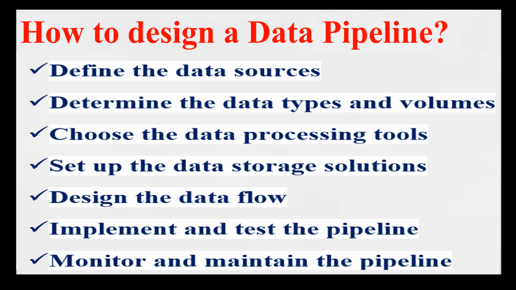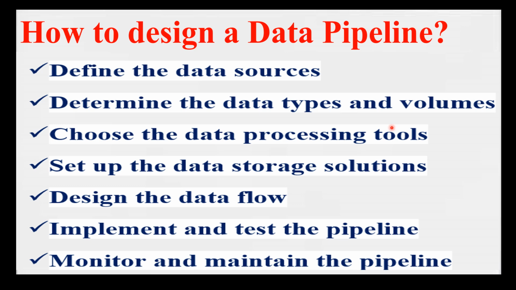Then we determine the data types and the volumes. So here we identify the types and the volumes of data we'll be handling, which helps us choose the appropriate data processing tools and storage solutions. For example, if we are collecting tweets, then we'll need to process large volumes of text data. Then we choose the data processing tools, where we select the tools that can process, clean, and transform the data. And these tools could be ETL, that is extract, transform, load frameworks, data processing libraries, or data integration platforms. For example, Apache Airflow, Apache NiFi, or dbt could be used as data processing tools.